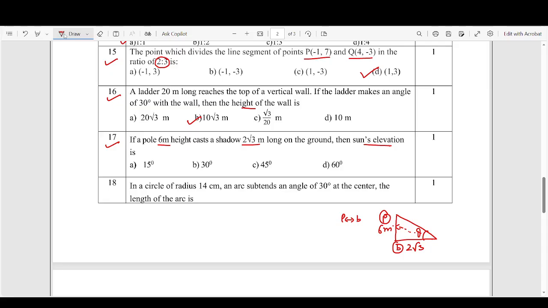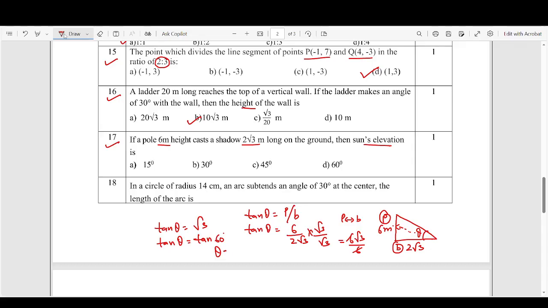So we know that it is tan theta. Tan theta is P upon B. Theta we don't know, so tan theta, and the value of P is 6 and the value of B is 2 root 3. We can rationalize this, so we will multiply by root 3. So we are getting 6 root 3 upon 6. 6 and 6 we can cancel. So we are getting tan theta equals root 3. And in the table of tan, root 3 comes at 60 degree. That means theta equals 60 degree. Now we can see that option D is the correct option.